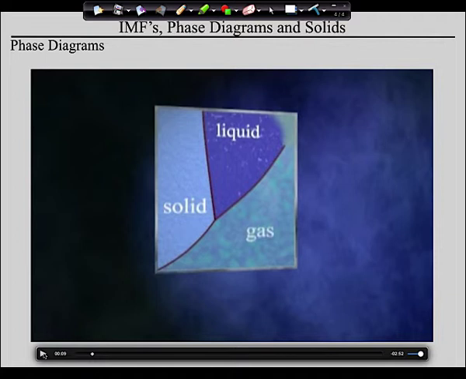We'll talk about it. It's what is called a supercritical fluid.